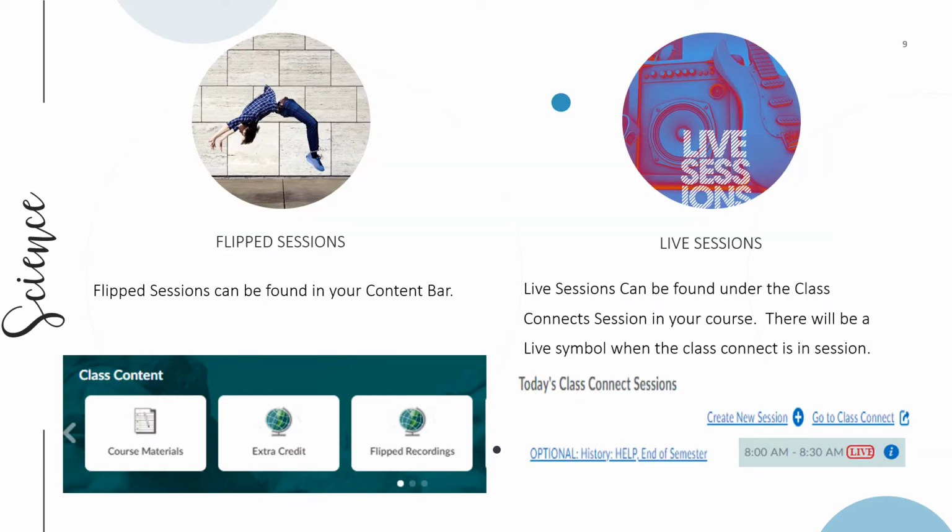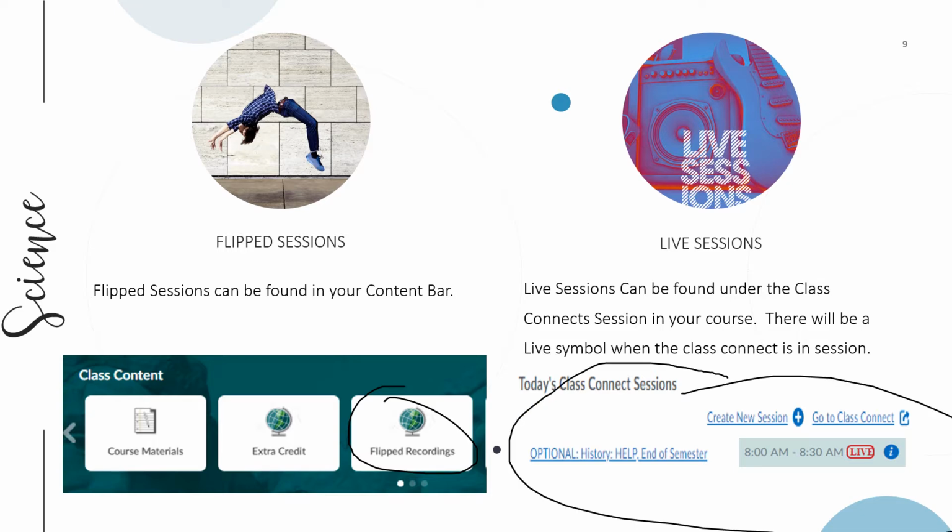So just a quick reminder about where you can find each of those different types of sessions. The flip sessions, which are the recordings, can be found in your flipped recordings section on that tile bar that appears at the top of your screen. And then any of the other sessions that are live can be found under the Class Connect session in your course. You'll see a list of the Class Connect sessions for the day, and you'll see the time. If it is live and currently on, you'll have that blue link where you can click on that to enter the class, and you'll also see that live button to know, hey, this class is in session, and you can join that class.